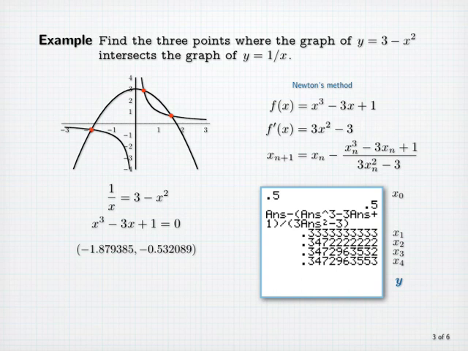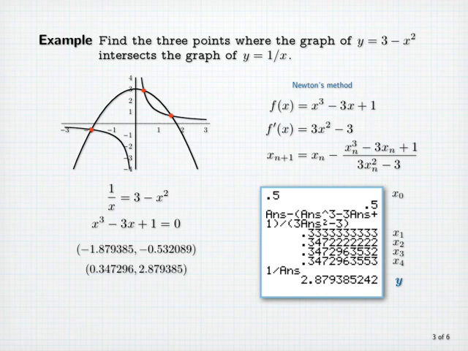Again, notice that x3 and x4 agree to nearly all digits, all but the last two, and so x4 is likely accurate to all of those digits shown. Now we calculate the y-coordinate, 1 over x4, and so to 6 decimal places, here is that point of intersection.